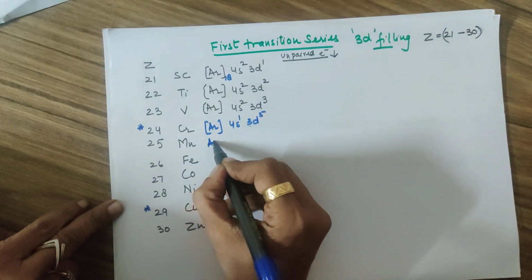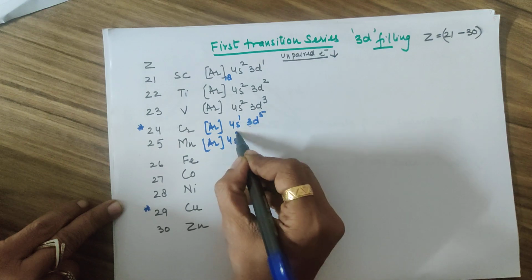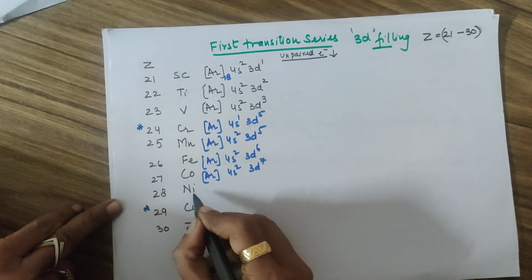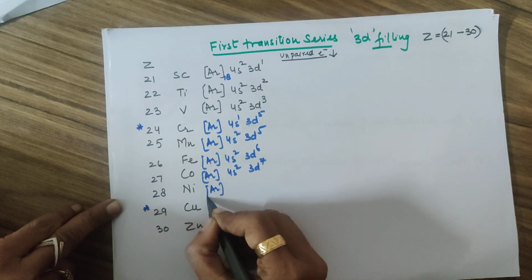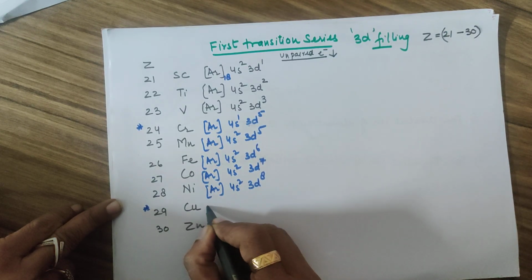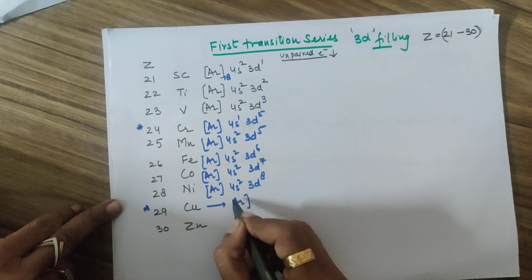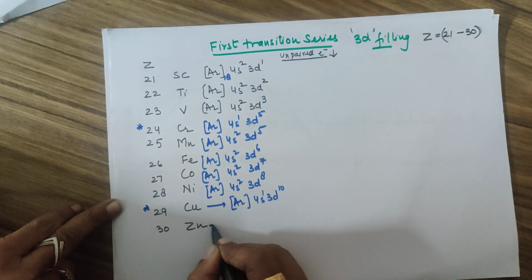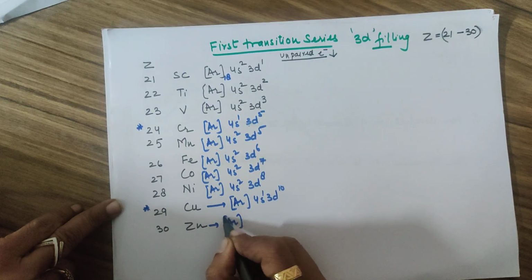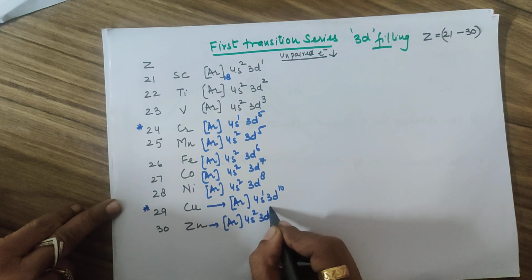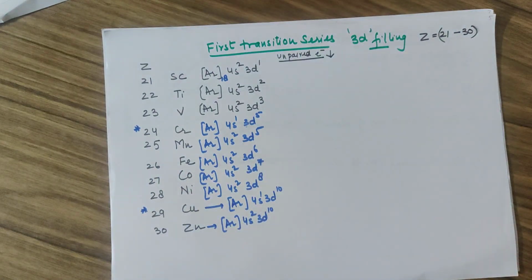So let us quickly write down the electronic configurations for these. Nickel I already did: argon, 4s2, 3d8. Copper I already said is an exceptional one: argon, 4s1, 3d10. And zinc is the last member of the first transition series, which has 4s2 and 3d10. So this electronic configuration for the first series you should know.